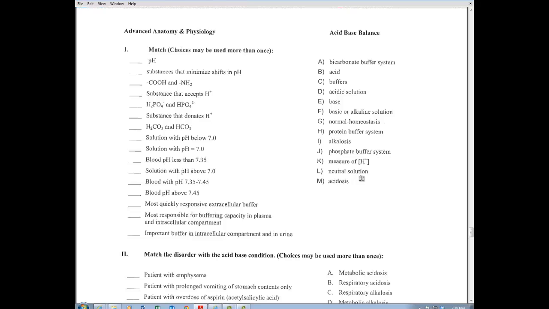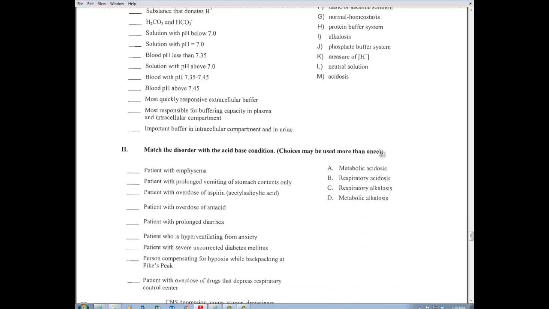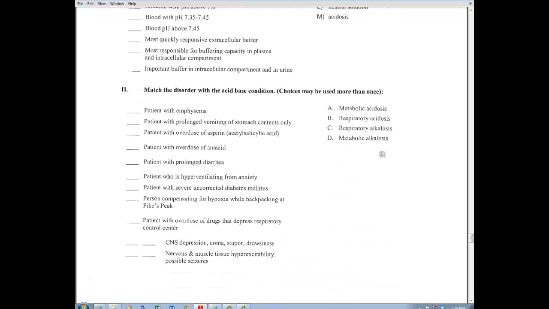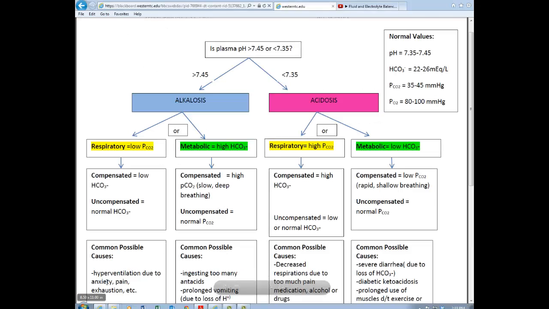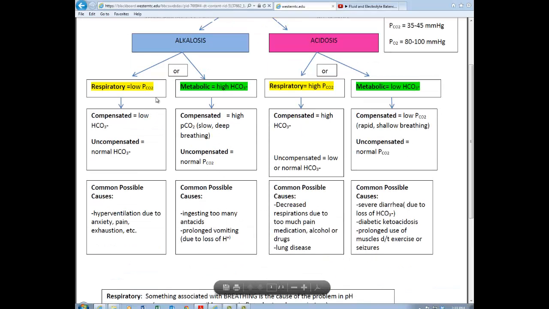So let's look at some of these conditions here that might cause the different types of acidosis. And to examine these, it's good to look at this handout that I gave you. If we look at what might cause pH to be high for respiratory alkalosis, it is hyperventilating due to anxiety, pain, exhaustion. That's going to cause us to lose CO2. Therefore, our PCO2 would be low, and that's going to bring pH up.